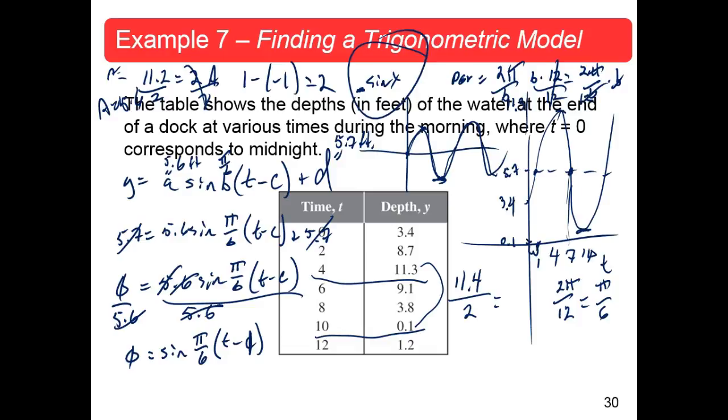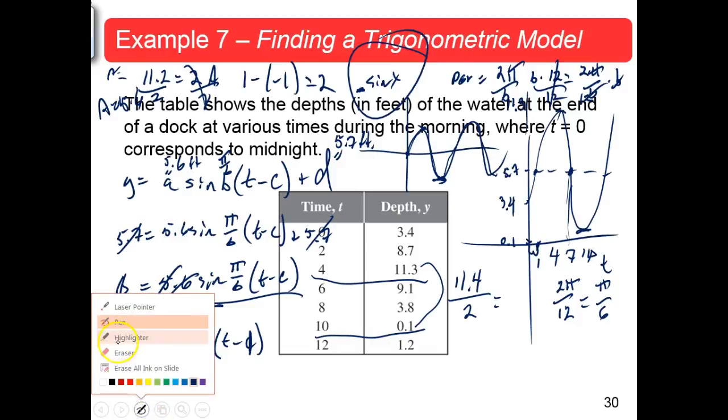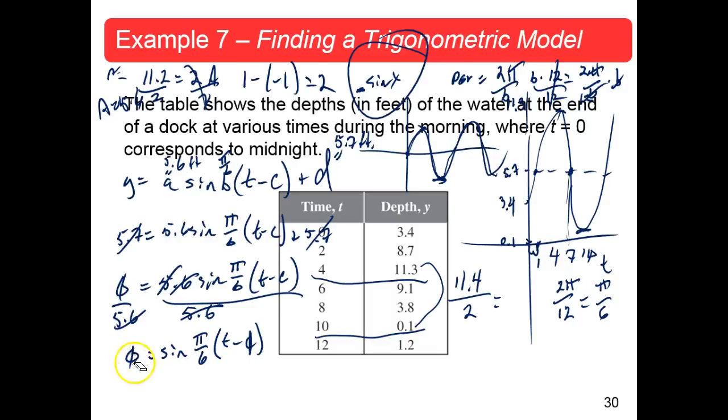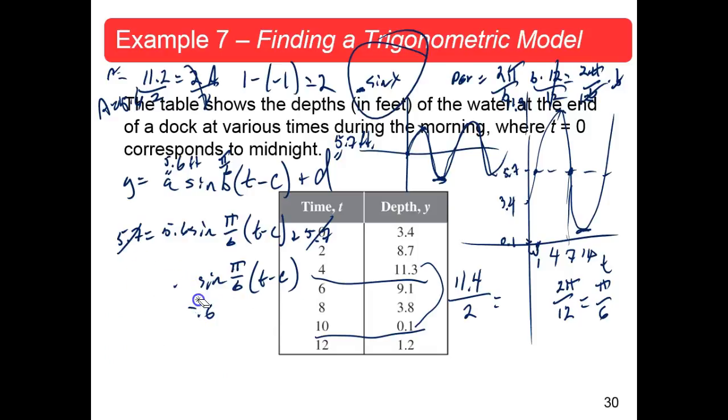So we do have every parameter now. Now we don't need all this stuff I was trying to do mathematically. It's so much easier to do it graphically. Okay. All right.